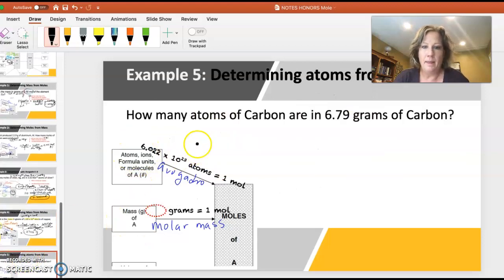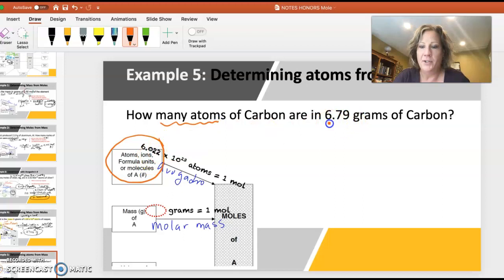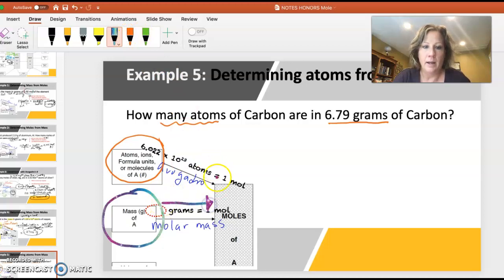One more problem, then we're done. Here's another problem similar to the last, but different. This time you're trying to end up here. They want to know how many atoms, so that's where we're going to go. And we're starting with 6.79 grams. So we're going to start here, and we are going to go this way. And then we'll be in moles, and then we're going to go that way.